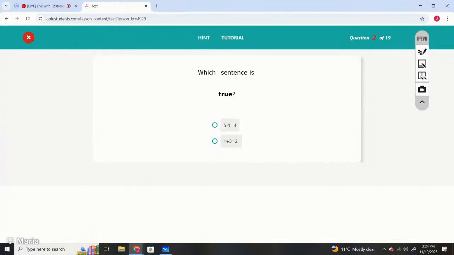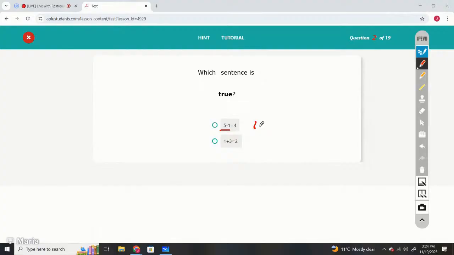Which sentence is true? 5 minus 1 equals 4 and 1 plus 3 equals 2. So which is the correct option? So let's solve the left hand side. Just subtract. 5 take away 1 is 4 and 4 is equal to 4. So option number 1 is the correct option, right?